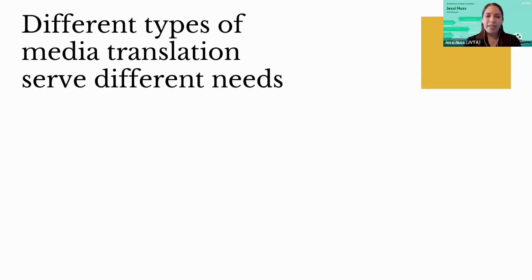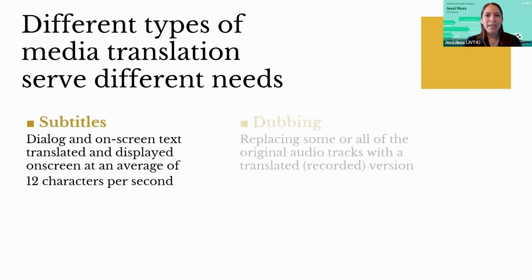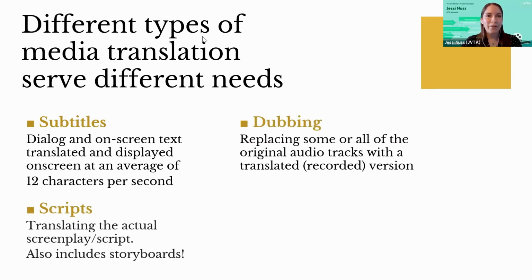But okay, so along with subtitling, what else do we have? Different types of media translations. Let's go through some of them here. So, the first one that I mentioned, subtitling. This involves translating dialogue and on screen text, which is then displayed on screen at an average of 12 characters per second. And I will go into more about this rule because this is the really important part about subtitling, and also some other subtitling guidelines later on in the seminar.